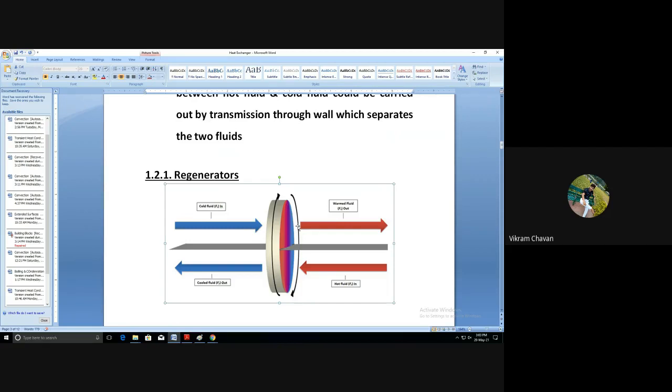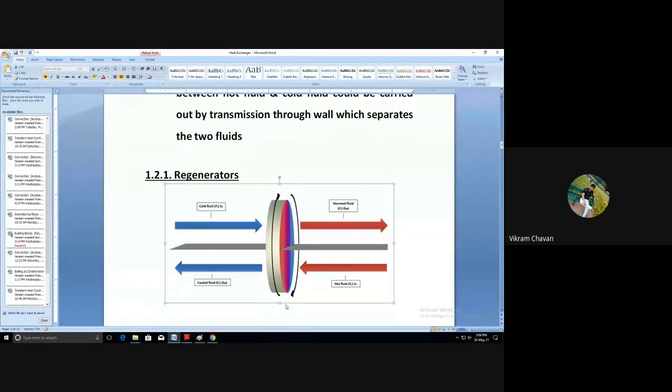So that material will provide the heat to the cold fluid, and the temperature of the cold fluid will increase after coming out of the disk. So in this manner, these regenerators work.